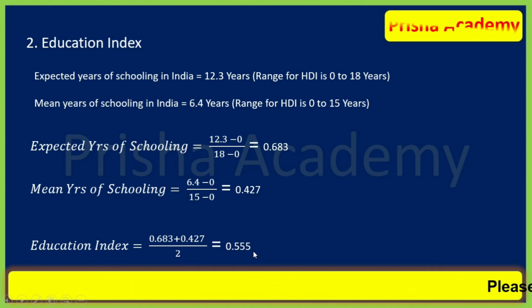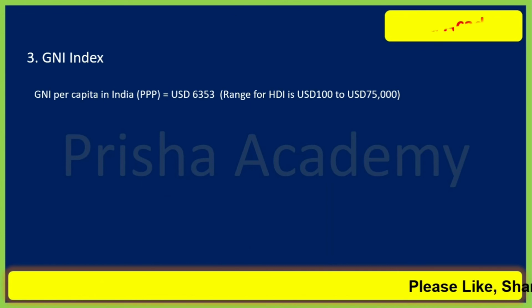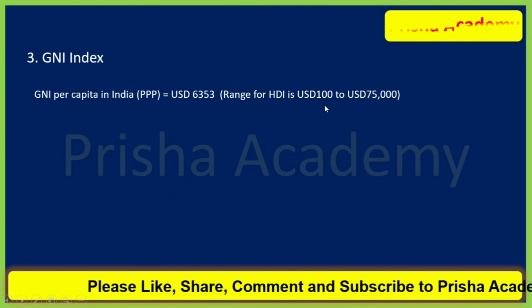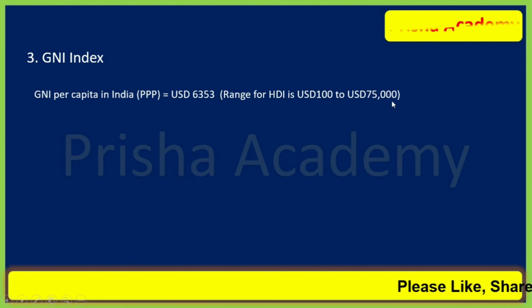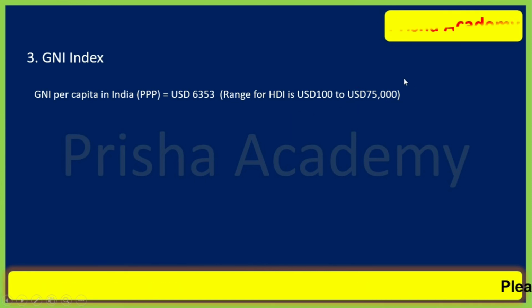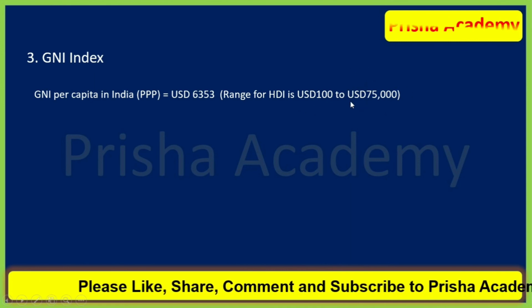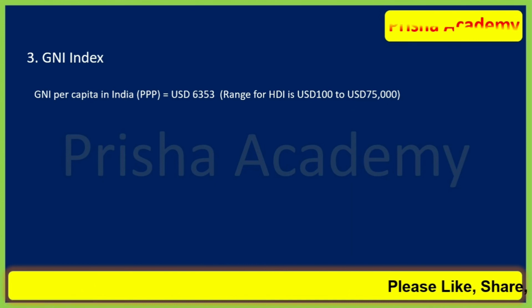Now we have to find the third index, the GNI Index. GNI per capita in India was USD 6353, and the range for HDI is USD 100 to USD 75,000. Why have they given 75,000? There are only 5 countries which are above 75,000. So they have given the maximum range as 75,000.